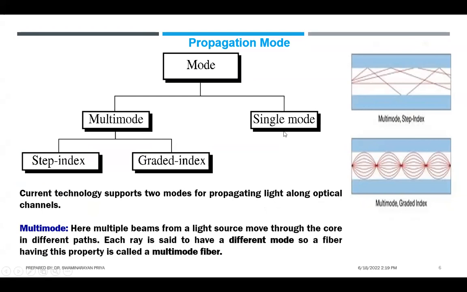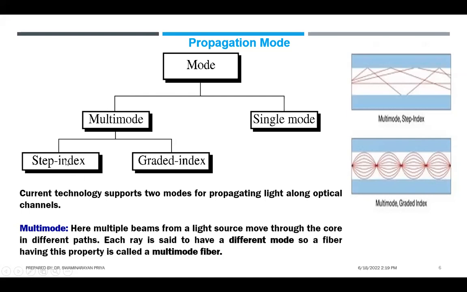In a single mode, the diameter of the core part is very small. In case of multi-mode, the diameter is more compared to single mode. Because of the bigger diameter, we are able to transfer more light beams through this multi-mode fiber optics cable. This multi-mode propagation mode can be further divided into two subcategories: one is step index and second is graded index.